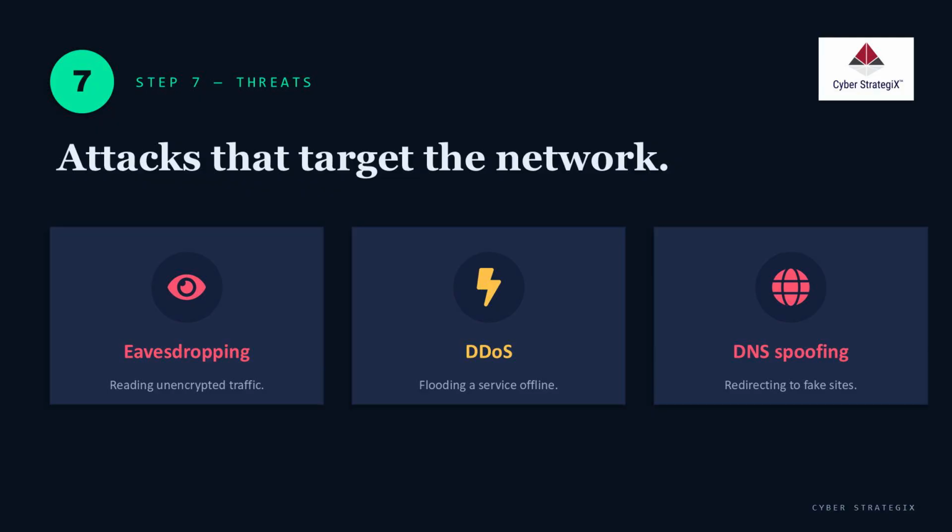Finally, how attackers exploit the network. Eavesdropping or sniffing, reading traffic that isn't encrypted, which is exactly why HTTPS matters. A distributed denial of service, or DDoS, flooding a service with traffic until it collapses. And DNS spoofing, corrupting that phone book so you're sent to a fake site instead of the real one. Notice how each of these is defeated by the basics: encryption, filtering, and trusted DNS.